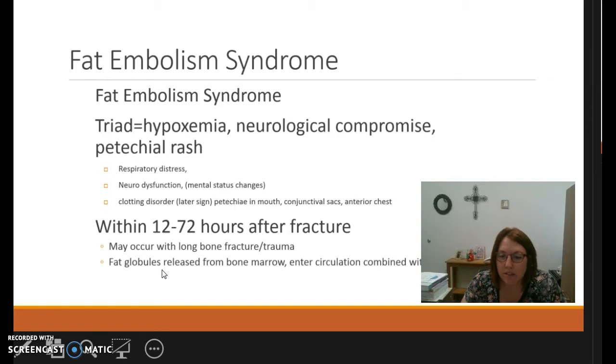What happens here is fat globules are released from the bone marrow and enter the circulation combined with platelets. They could block off areas of the lungs. Oxygenation is reduced drastically when someone has a fat embolism.